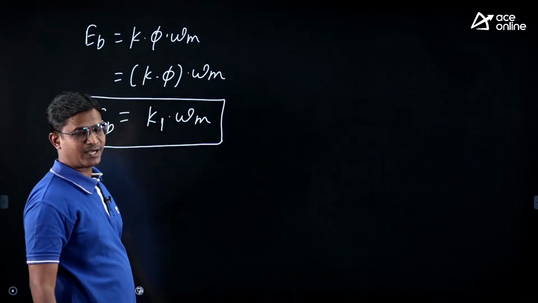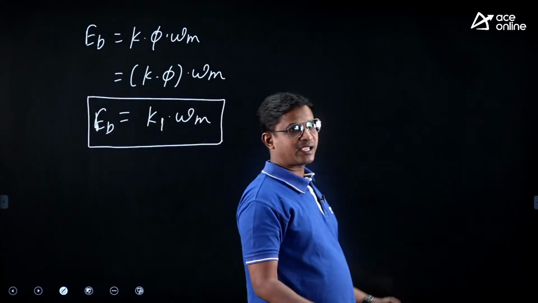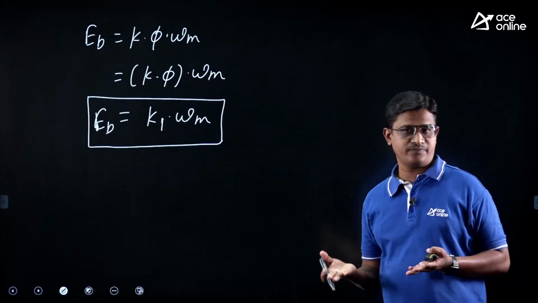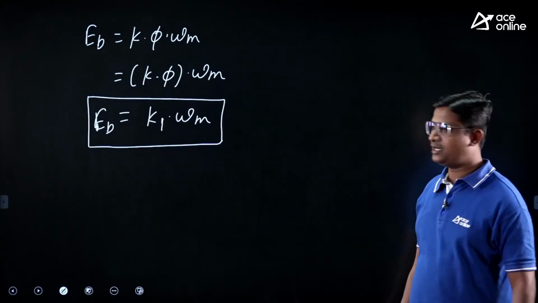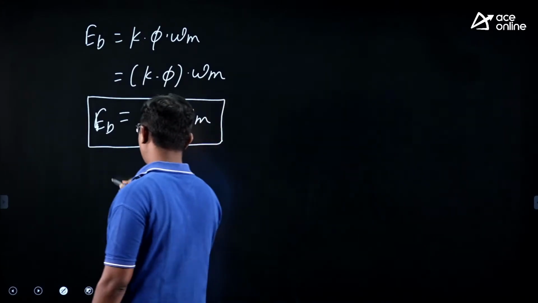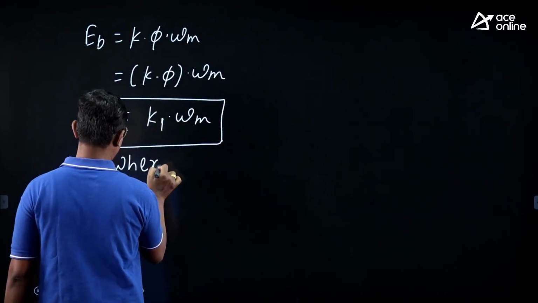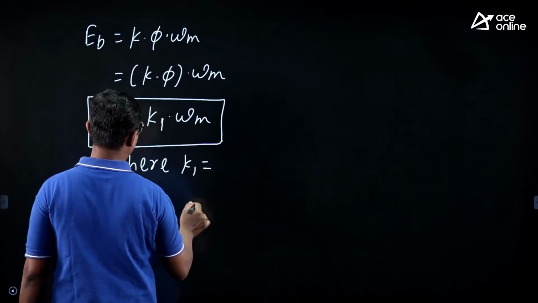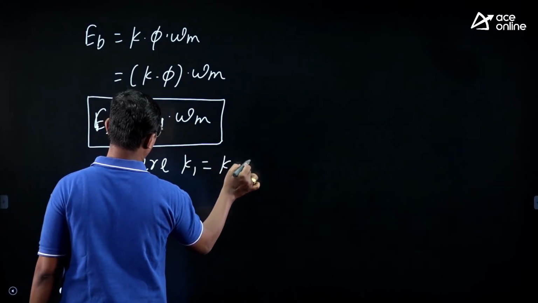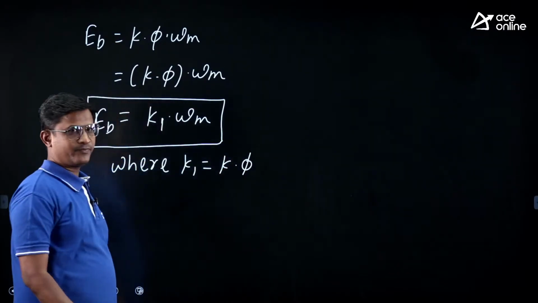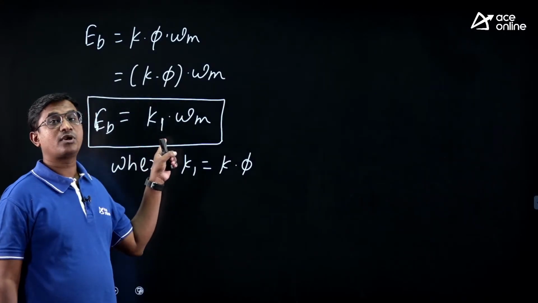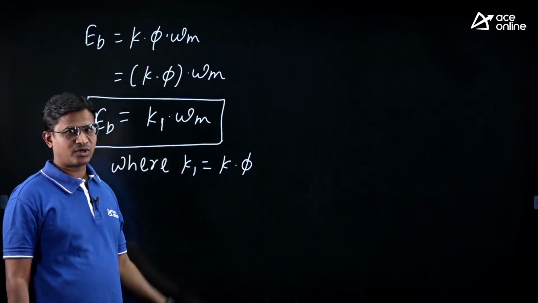We know that in a separately excited DC motor, back EMF is proportional to only speed, because flux is a constant. So K1 equal to K into phi. This K1 is known as a motor constant.